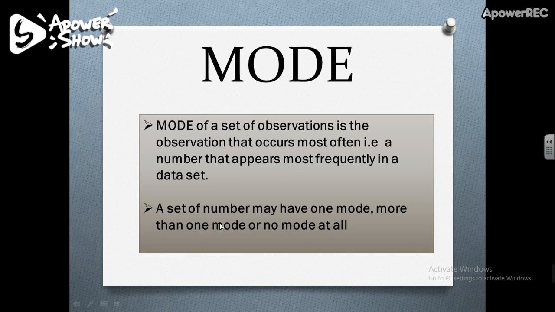A set of numbers can have one mode. That means there is only one number in the set of observations which occurs most frequently. Or it can have more than one mode, which means a set of observations having numbers that occur the same number of times. Or a set of observations can have no mode at all. No mode at all means all the numbers of the given set of observations occur an equal number of times. Let's try to understand this with some examples.